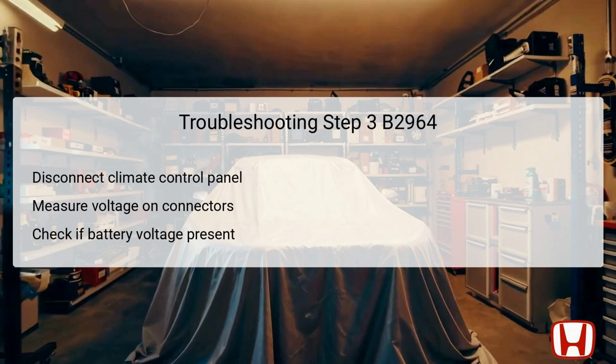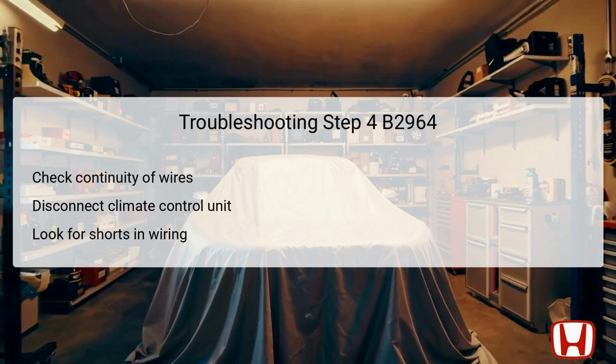If there is battery voltage present, it confirms that the communication line to the climate control panel is functioning, and you can proceed to the next step. However, if there is no battery voltage, it suggests a deeper electrical issue, and further investigation into the wiring may be needed, indicating possible shorts or broken connections elsewhere in the system.